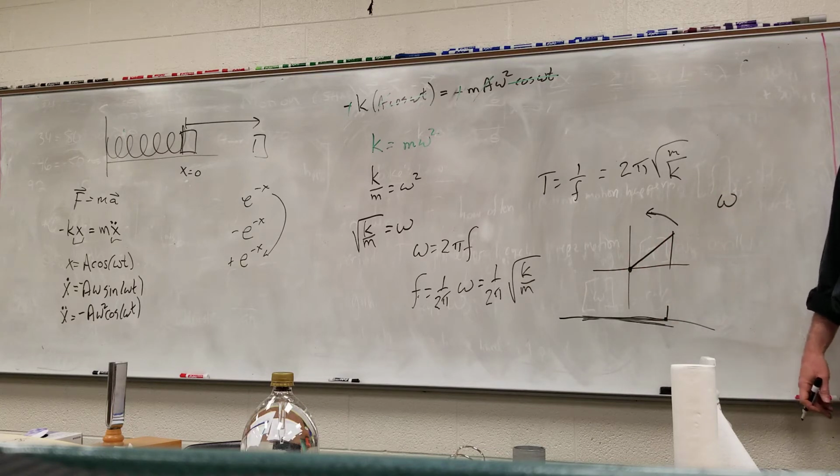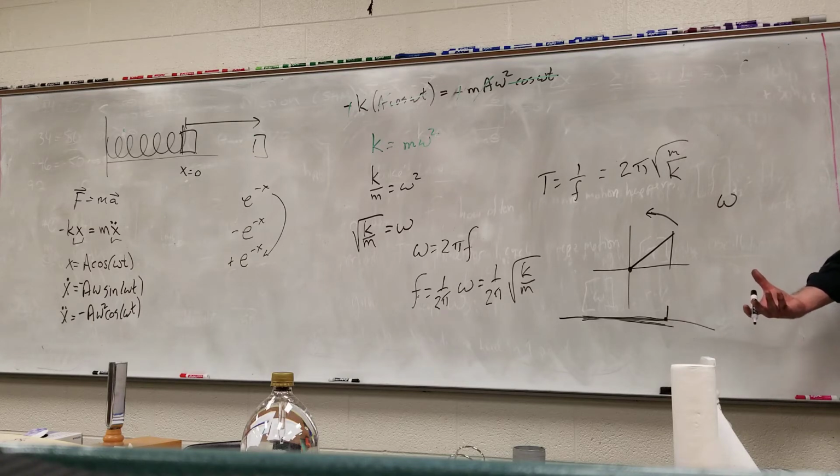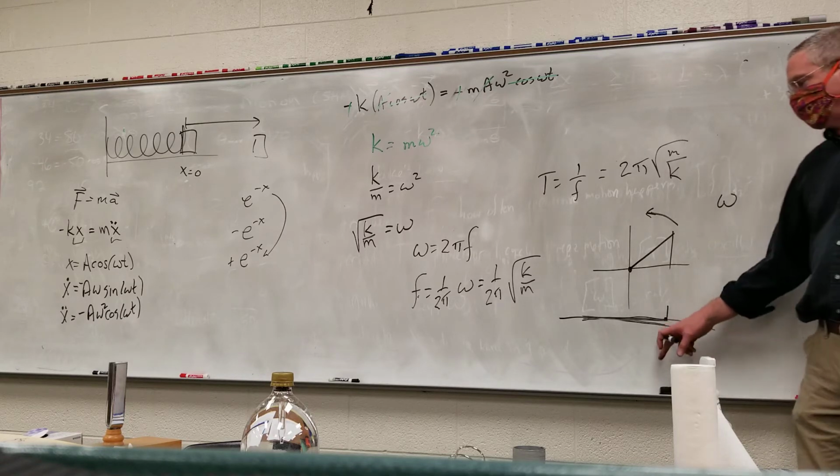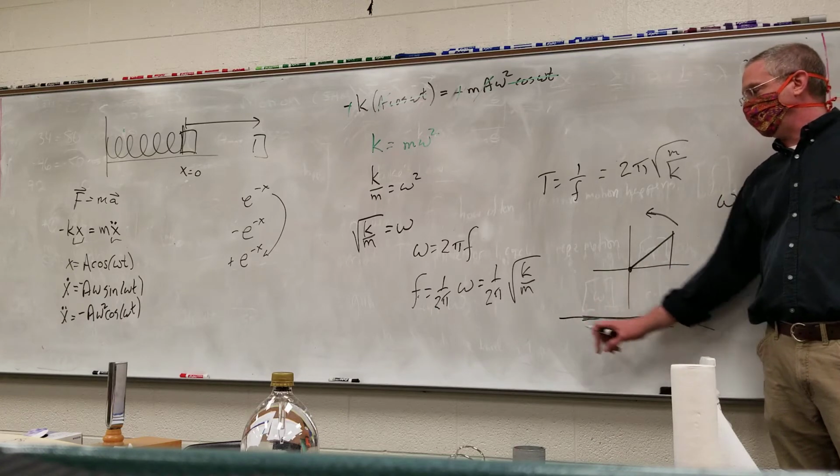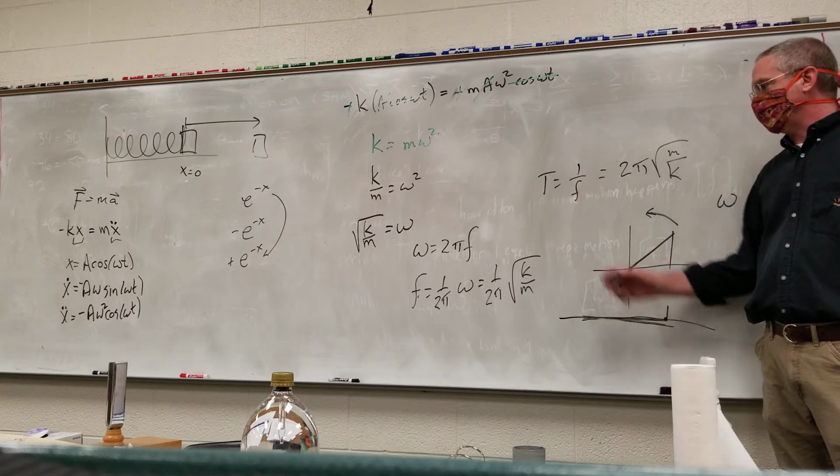I haven't run into a situation where I could not use angular speed and angular frequency interchangeably. It's just philosophically different. So the projection onto this axis is basically how often it goes back and forth, which is the frequency.